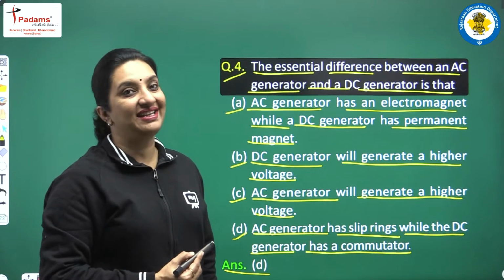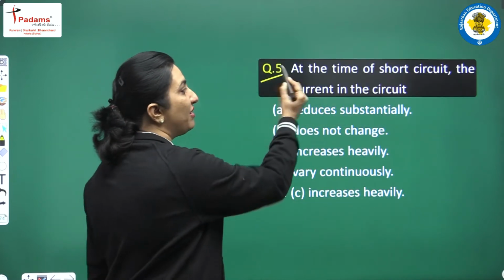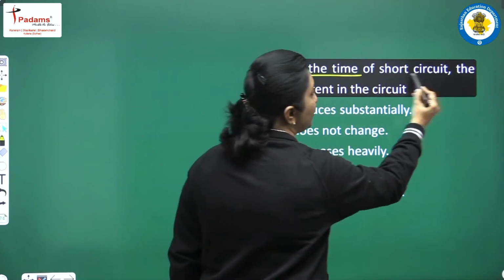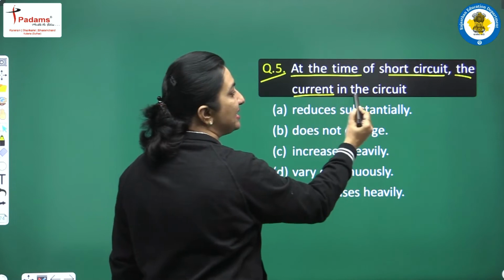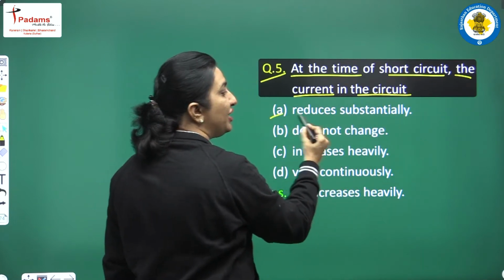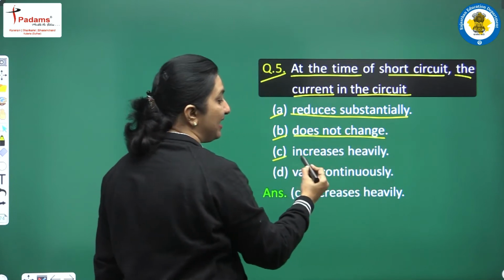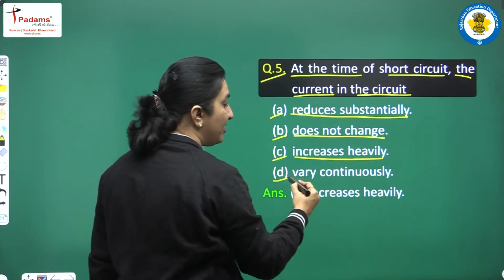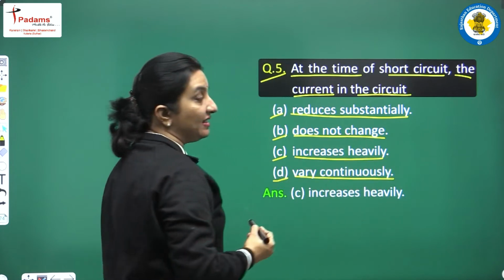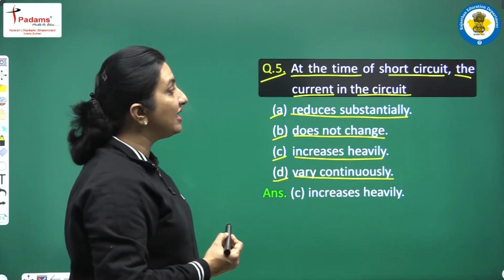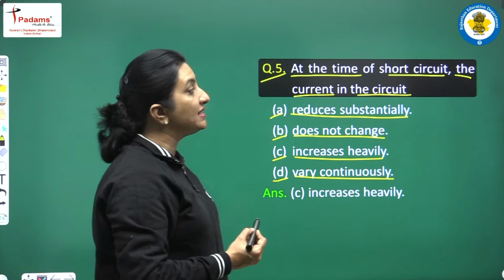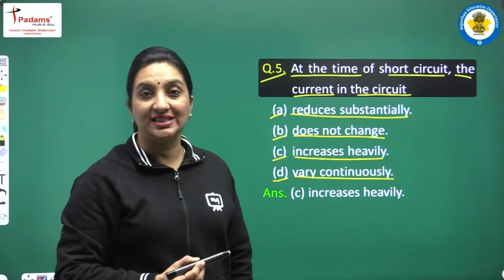Now let's see the next question. Question number 5. At the time of short circuit, the current in the circuit A reduces substantially, B does not change, C increases heavily, or D vary continuously. Now students, here what is asked is what happens at the time of short circuit.